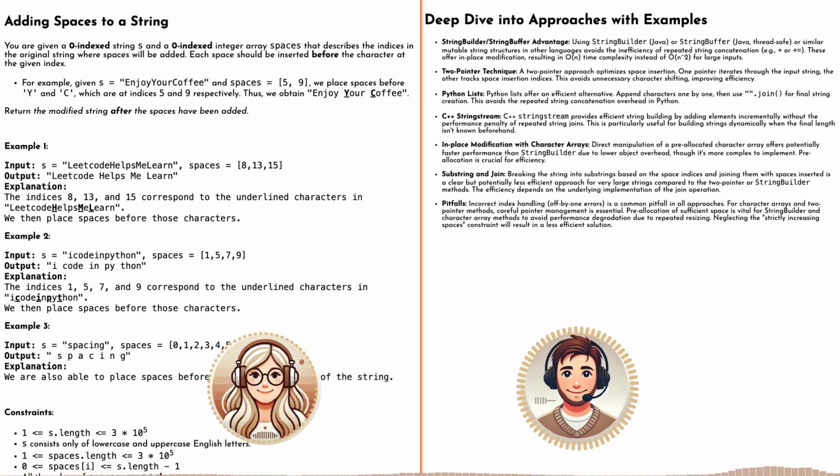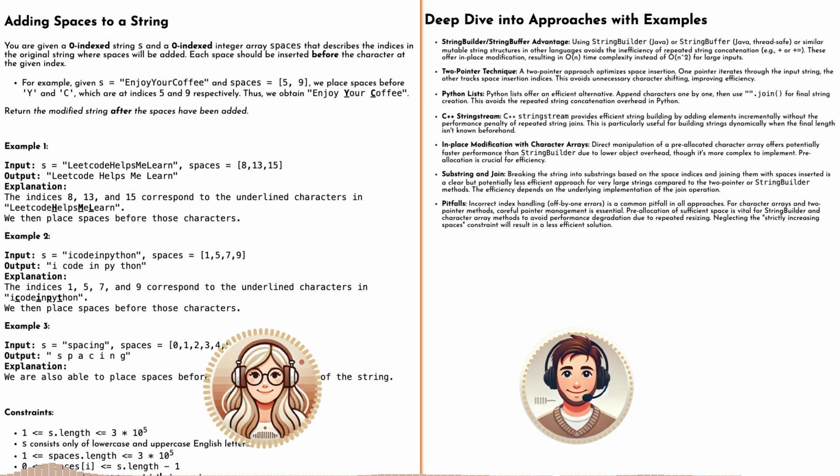Then we add O, U, R, and C to result, since none of their positions match 9. And when we get to O at position 9, we know what to do. Add a space, then the O, and bump up both pointers. We've conquered all the spaces. Now we just add the remaining characters F, F, E, and E to our result string. And there you have it. Result now proudly displays "enjoy your coffee," all thanks to the two-pointer method.